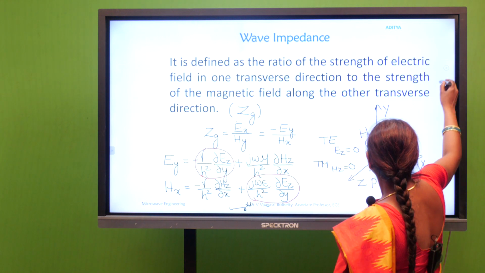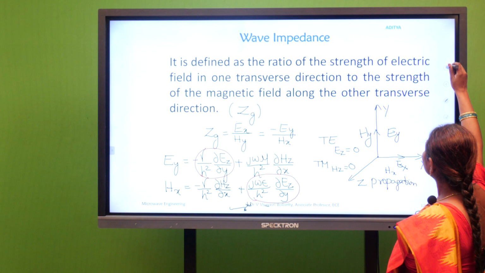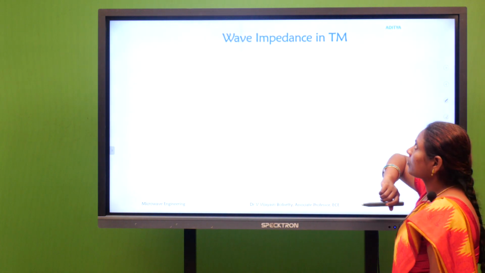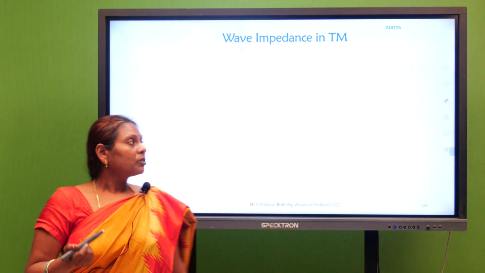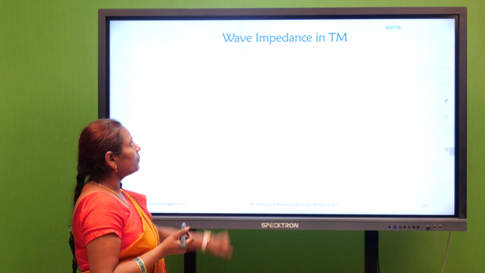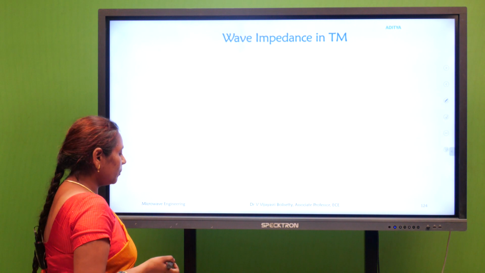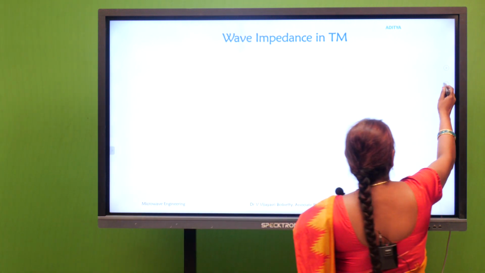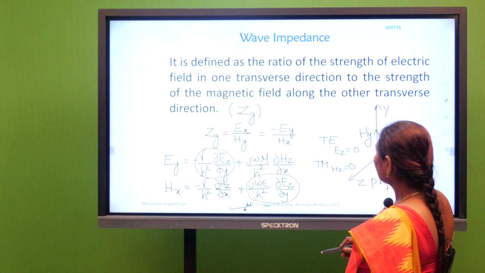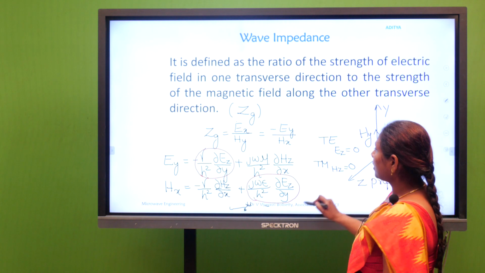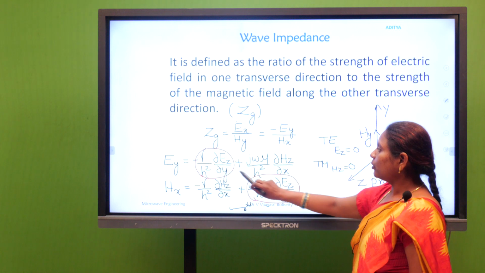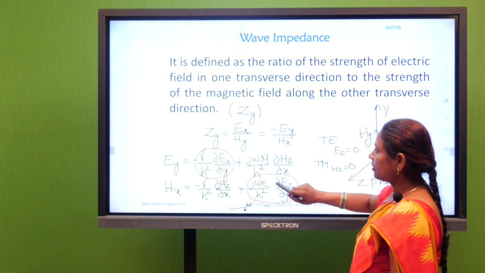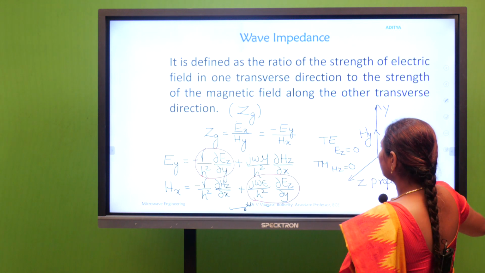So, let us see what is the wave impedance for the TE mode and what is the wave impedance for TM mode. Okay. So, first if we say the wave impedance in the TM mode, that means, for the TM mode we have Hz is equal to 0, that means these terms are going to be 0, and so we are going to divide these terms. Okay.